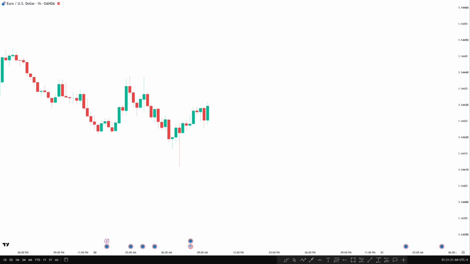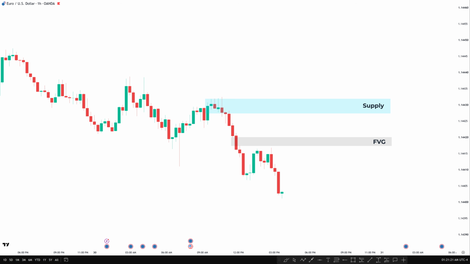Now let's look at a trade that appears perfect on the 1-hour chart, but becomes much less attractive once we check the higher time frame. This time we're looking at the Euro-US dollar on the 1-hour chart. The market is clearly bearish, forming lower highs and lower lows. The latest impulse leaves behind a fair value gap, and just above it we have a set of equal highs, meaning buy-side liquidity is resting above that level.